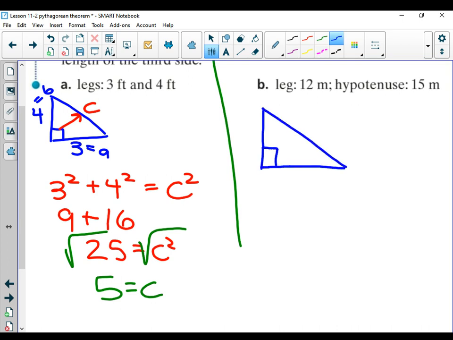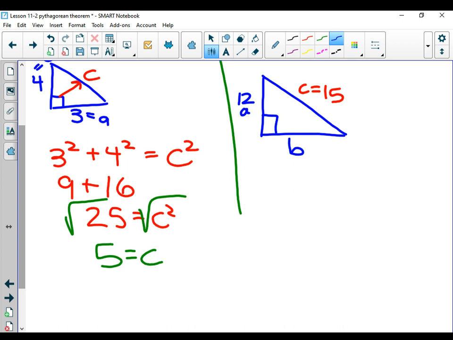Which leg should I make 12? Whichever one your little heart desires. We already know C though. We do know C. B is missing, or A. It's going to be something less than 15, because we know the longest one. We're missing a shorter one. So we're just going to do 15 to the second power, and we're going to switch the plus to a subtract.